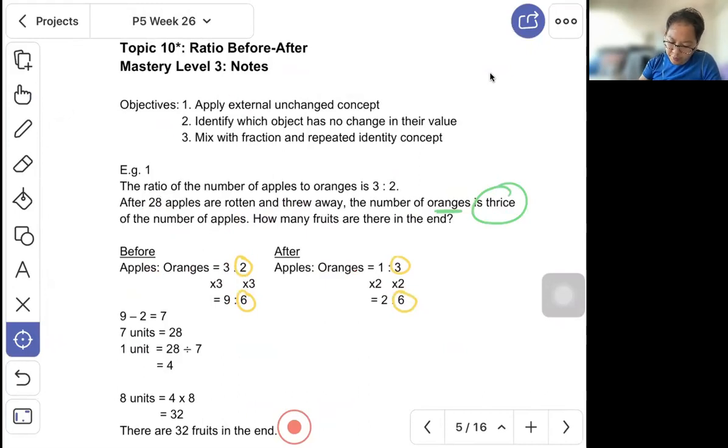Now I compare from 9 to 2, okay, 7 units. So 7 units are the rotten. So they ask for how many fruits are there in the end. So my goal is to find 2 plus 6, 8 units. So I find 1 unit is 4, 8 units will be 4 times 8, 32.